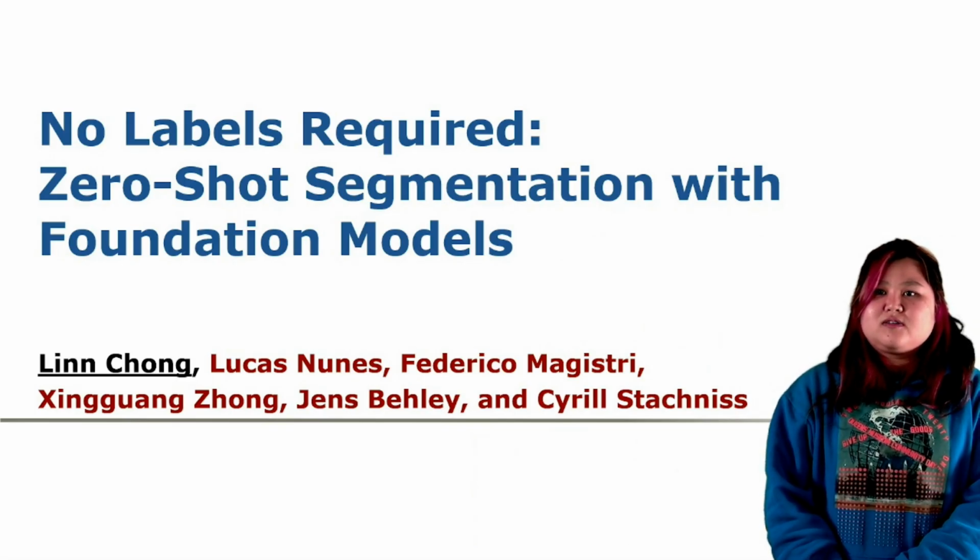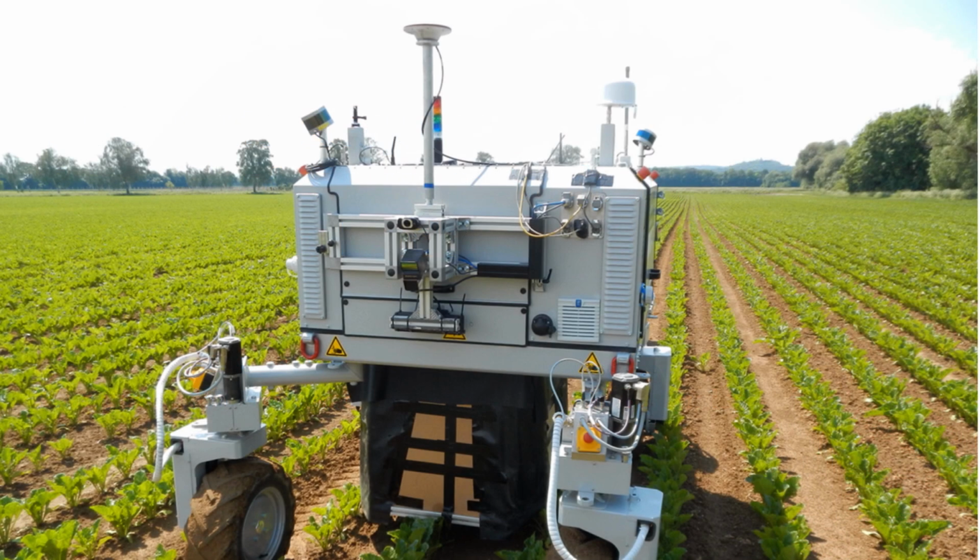Welcome to our talk on No Labels Required, Zero-Shot Semantic Segmentation with Foundation Models. Robots in agriculture, such as this ground robot, have the potential to improve current agricultural practices, increasing yield, improving efficiency, and environmental sustainability through automation and precision farming. To perform field management tasks such as automatic weeding, the robot must first be able to distinguish between crop plants and weed plants in the field.